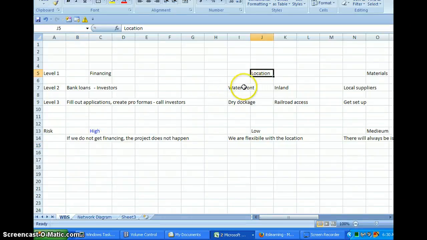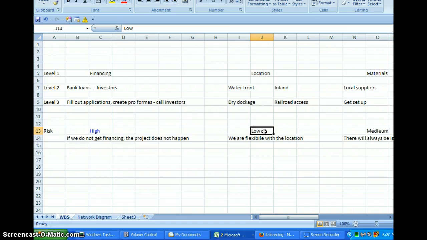Location is the second one. We can either get a waterfront property or inland property. If we get waterfront property, we're going to need dry dockage, a place to build it. And then once it's built, we put it in the water or put it on a ship to send it out to where we're going to drill. Or we get railroad access, where we build it inland and we put it piece by piece on a railroad and have it shipped to a harbor.